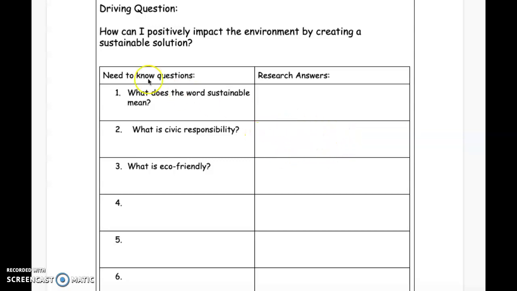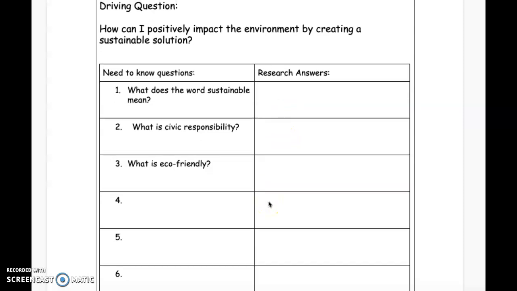Now you're going to notice that the table that we set up is very similar to your Cornell notes. Here's my question, here's my research or my answers, and here's my topic right up here. So this is a note-taking process that you're very familiar with. If you have any questions, please make sure that you ask your teacher.